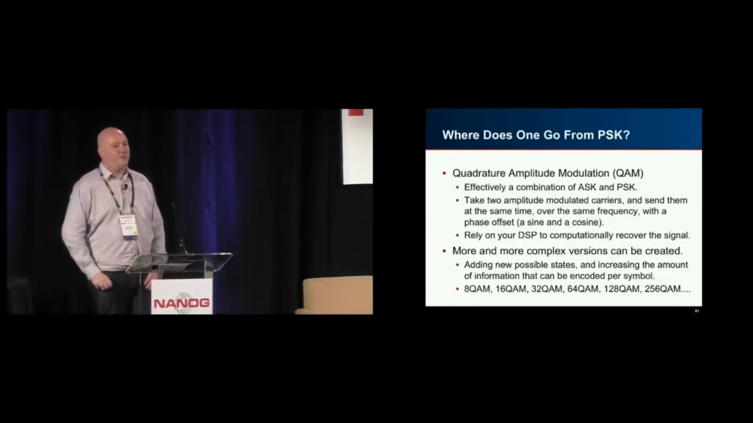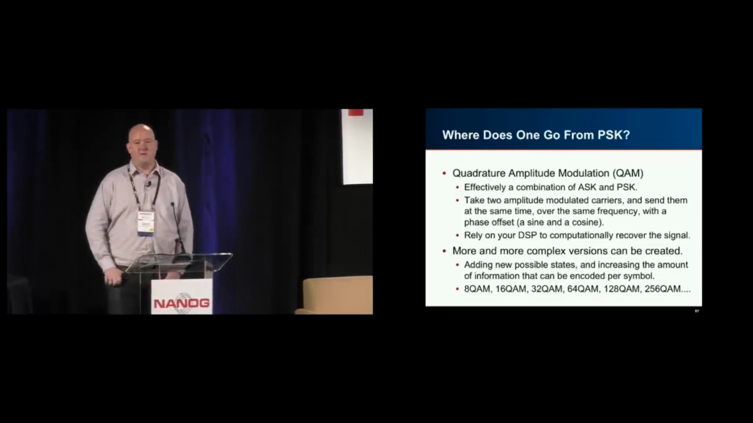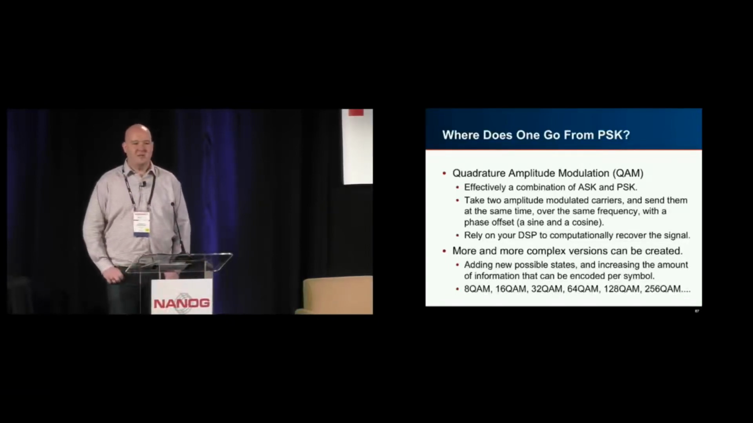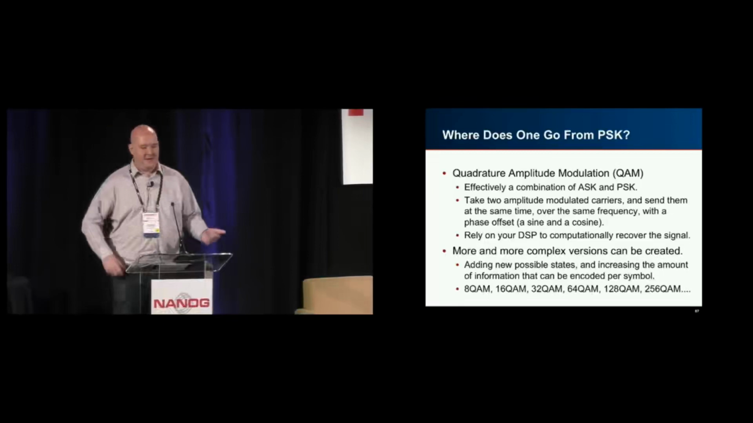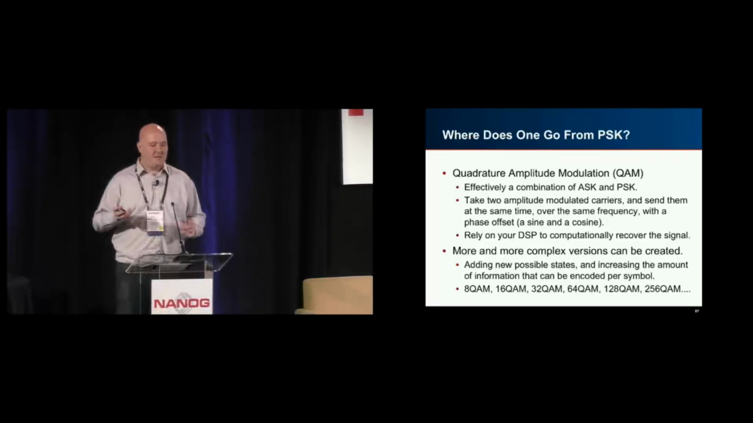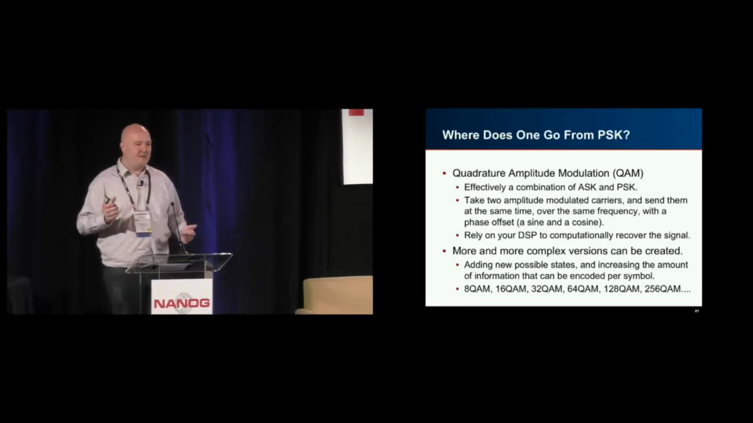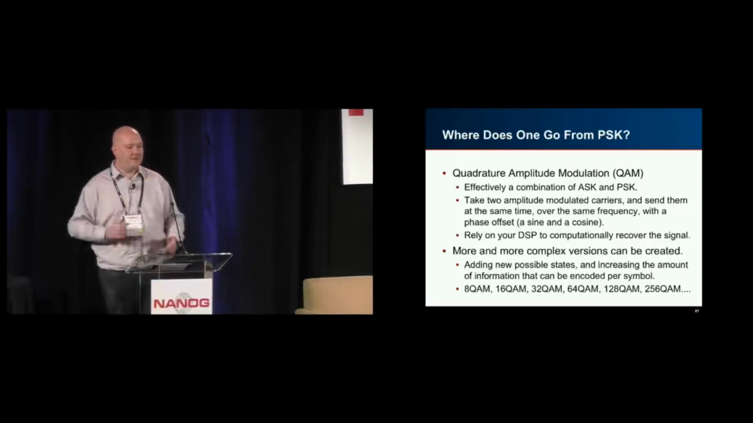So then what do you do when you need to go from there? Well, then you start tying the two together. So you move to a system called quadrature amplitude modulation, or QAM. And really all this is using amplitude modulation and phase modulation at the same time. So take two amplitude modulated carriers, send them at the same time, and do it with an offset. Do it with a sine and a cosine offset. And then rely on your DSP to computationally recover all this data.